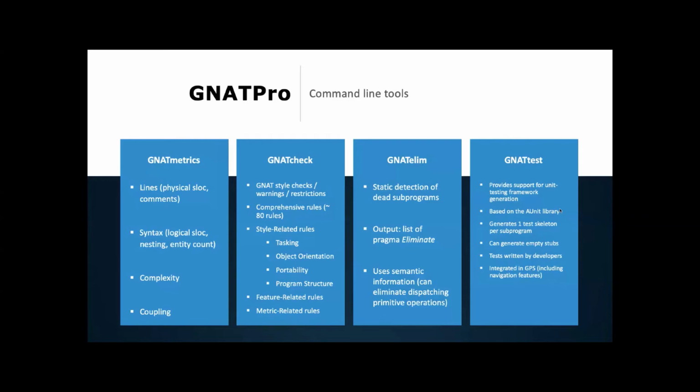What happens when you run GNAT-test on some source code is that it will look at all of the specifications and generate test skeletons for those specifications. It won't generate the test itself. It'll just generate the skeletons. That's nice because your developers can then go in and fill out the test skeletons without having to worry about what gets called from where and all that. That's all automated by GNAT-test.